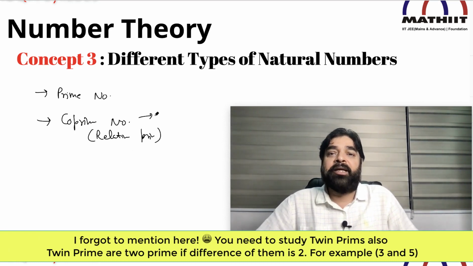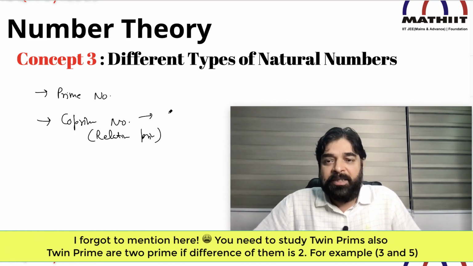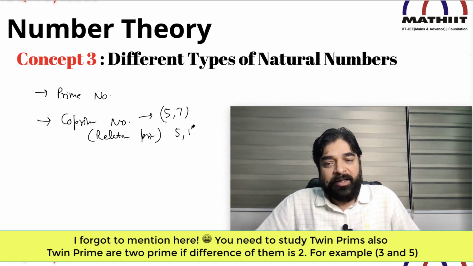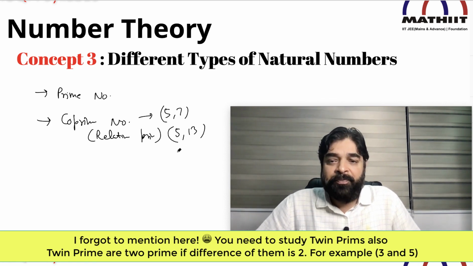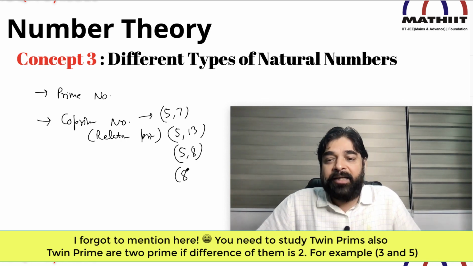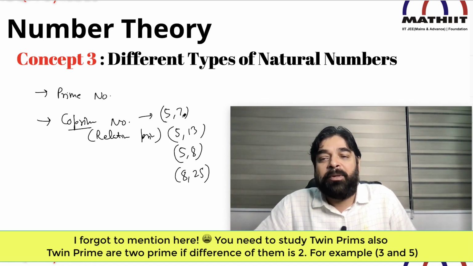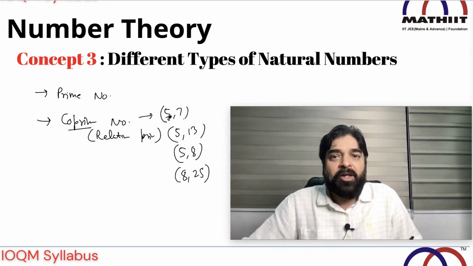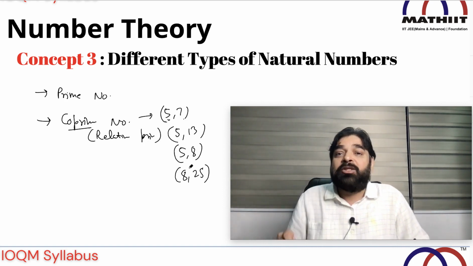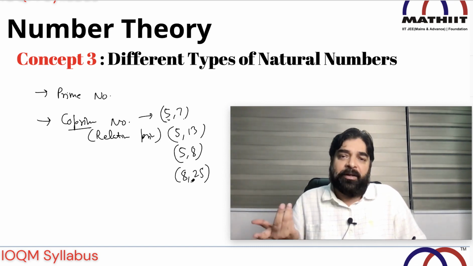I hope all of you know that if the only common factor between two numbers is 1, they are called co-prime. For example, 5 and 7 are co-prime. 5 and 13 co-prime. Yes or no? 5 and 8 also co-prime. 8 and 25 also co-prime. Be clear, don't get confused. Co-prime doesn't mean both numbers should be prime. Both may be prime, for example two primes are always co-prime because there is no common factor between them. But non-primes can also be co-prime, like the example 8 and 25. There is no common factor except 1.